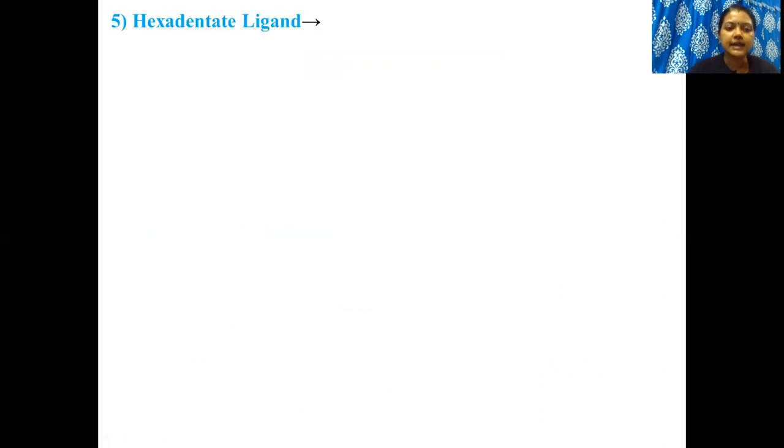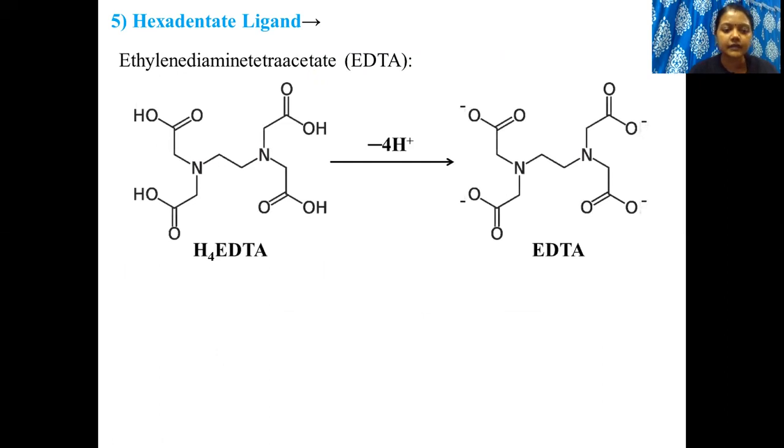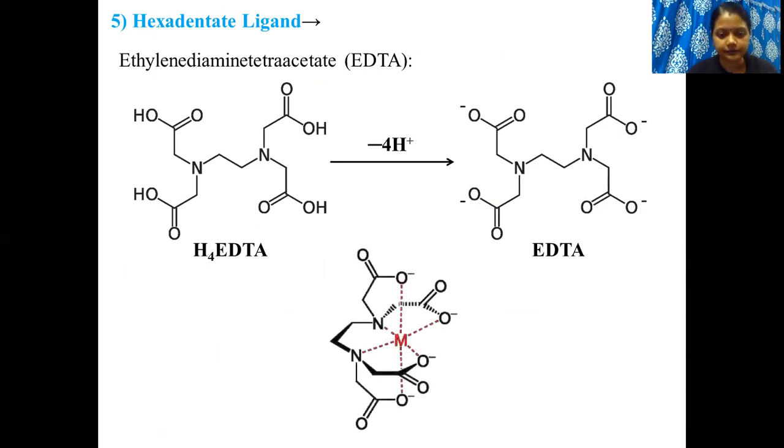Next one is hexadentate. The famous example of a hexadentate ligand is EDTA. This is H4EDTA. After losing the four protons, it becomes EDTA, a hexadentate ligand, where these four O minus centers and two nitrogen centers act as donor sites. This is the structure of a metal attached to one EDTA molecule, where it acts as a hexadentate ligand.